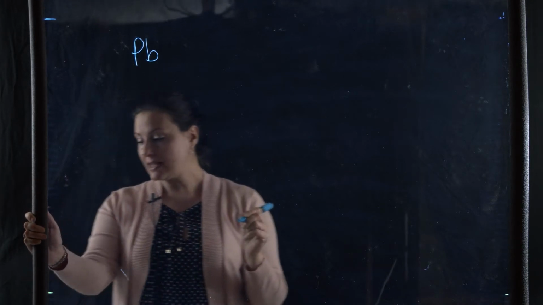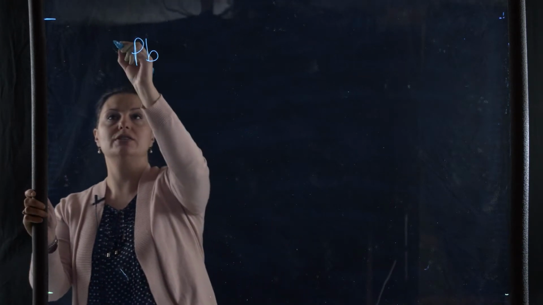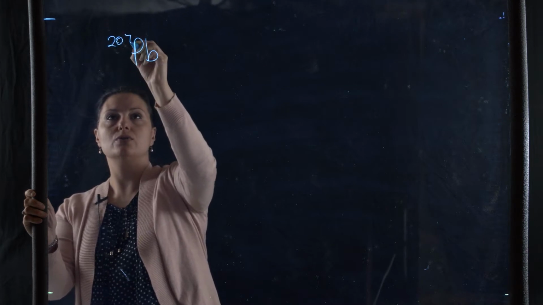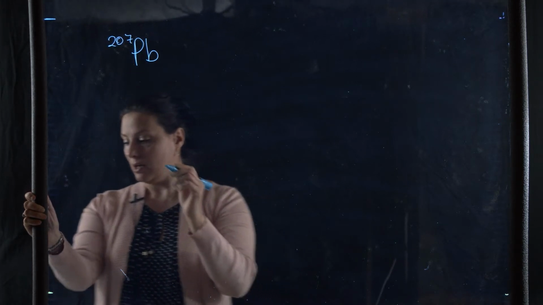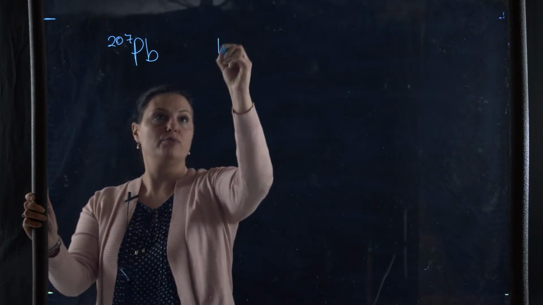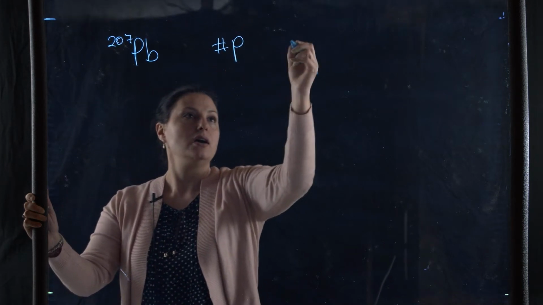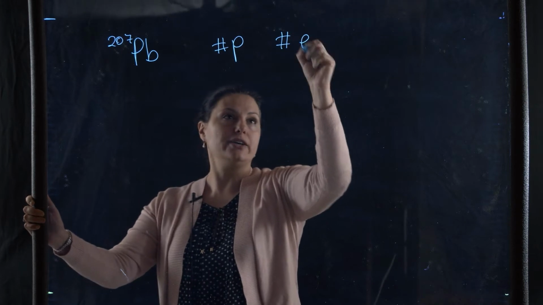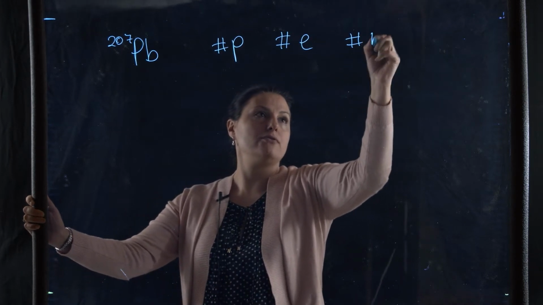Okay, let's take a look at the problem on slide 18. I'm given an atom of lead, and the symbol for lead is Pb. It has a mass number of 207, and I am asked to find the number of protons, the number of electrons, and the number of neutrons.